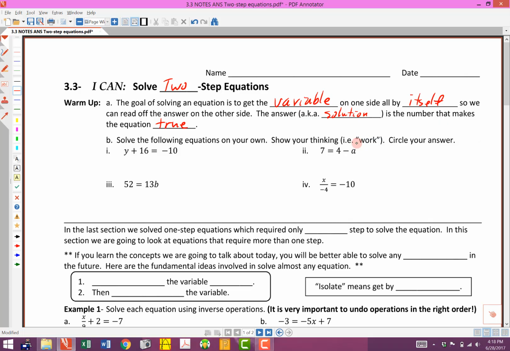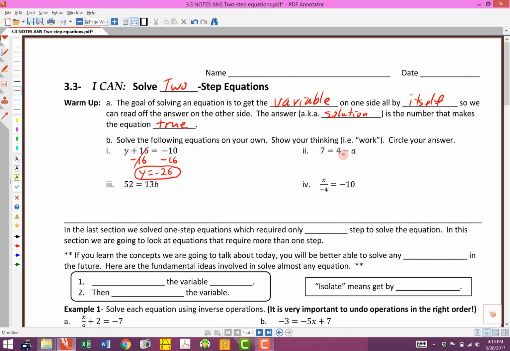But I'll go ahead and solve. So on this first one, we want to undo adding 16. So I'm going to subtract 16 from both sides. These cancel to be 0. Important to think about it that way. So I get a y on this side, and on this side I get negative 26 once I combine those integers. So I'll circle my answer. There's my work. There's my answer.